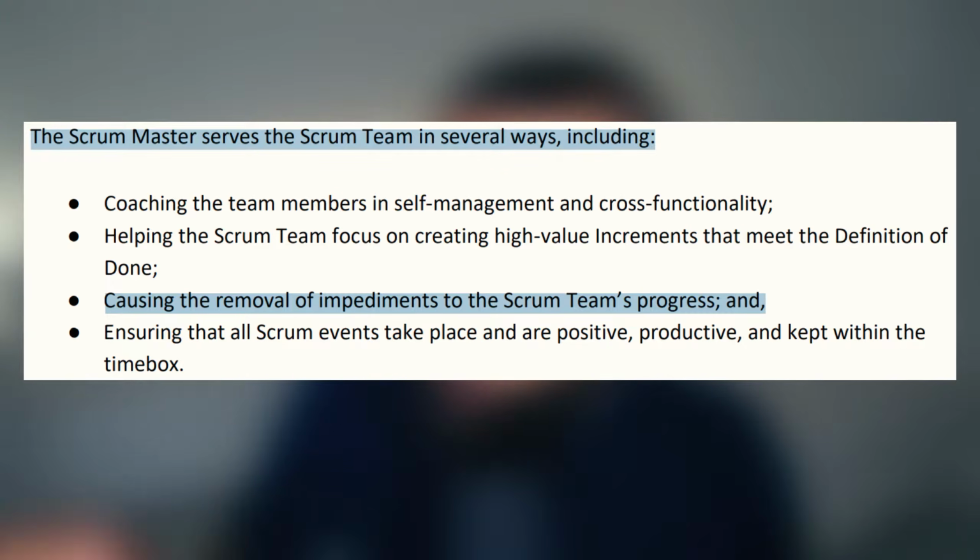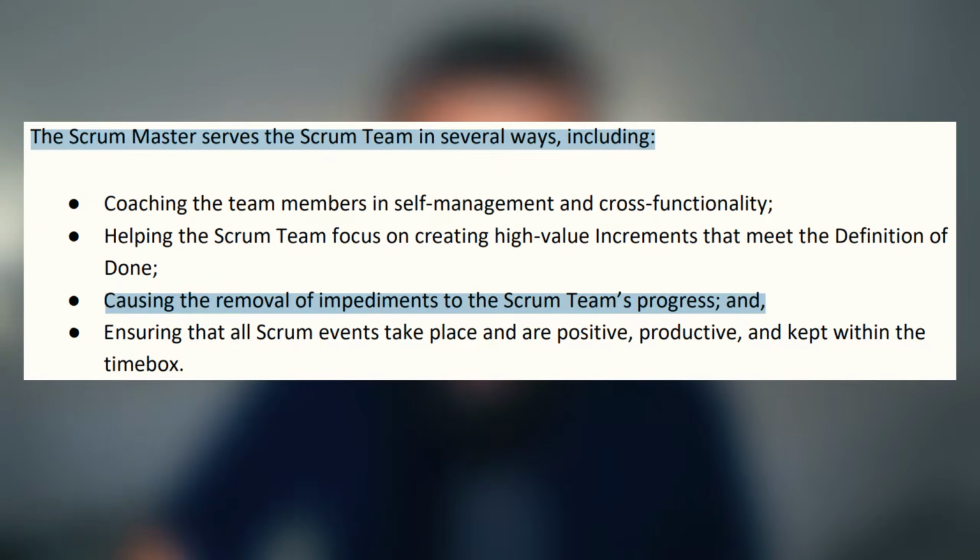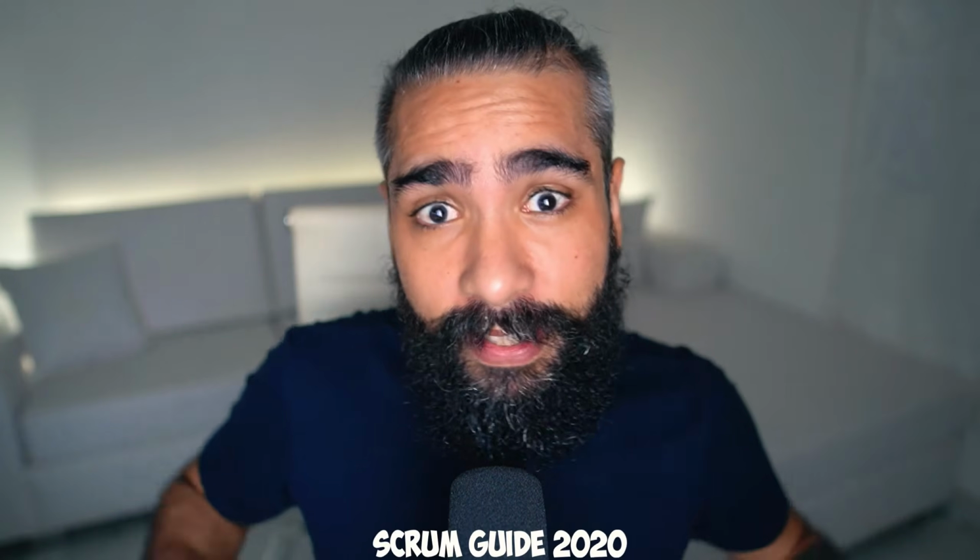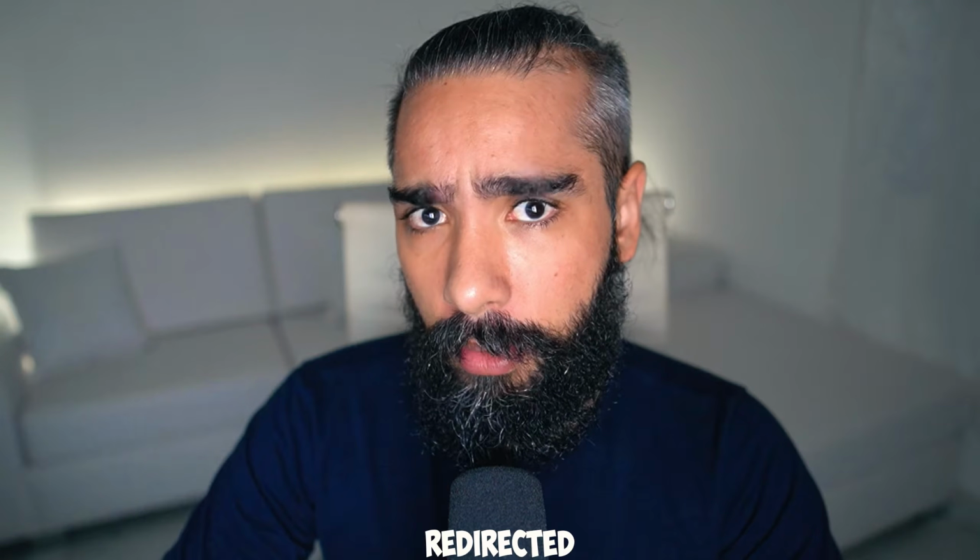According to the Scrum Guide 2020, the Scrum Master serves the Scrum team in several ways, including causing the removal of impediments to the Scrum team's progress. Not removing impediments, causing the removal of impediments. Quite different. Sometimes the Scrum Master can remove impediments. Other times, someone else in the team can remove these impediments. There's nothing in the Scrum Guide that says that a Scrum Master should be removing all these impediments, that all impediments should be redirected to the Scrum Master because the Scrum Master is an impediment remover.